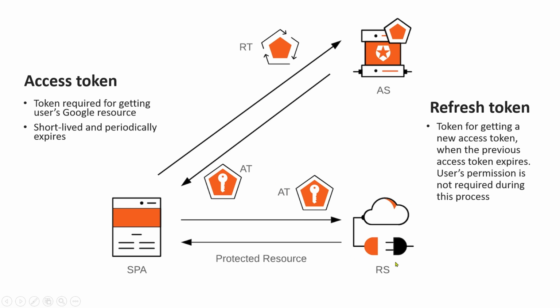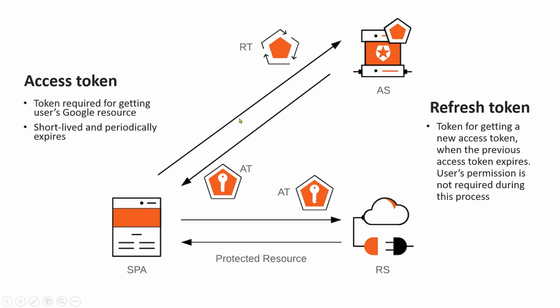From the resource server, you need to have a token so that you can access it. This is the authorization server and this is the resource server. So the single page application is connected to this authorization server and it will give you an access token. By using this access token, you can fetch the details of the user from the Google resource. And this access token is short lived and periodically expires.